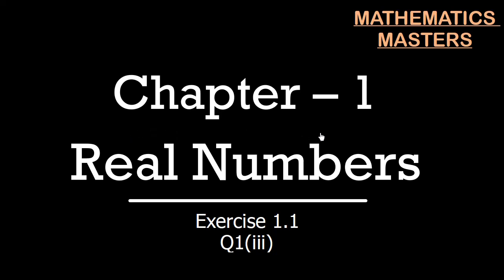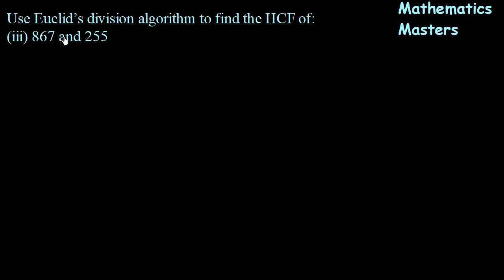Chapter number 1, Real Numbers, Exercise 1.1 and question number 1, third part. So the third part is the same. Use Euclid's division algorithm to find the HCF of 867 and 255. So we do the same method.